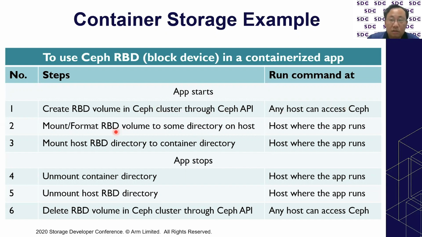Another step is that after it's created, it needs some method to mount the remote block device into a local device. Mount the remote volume into a local device, then mount the local directory into the pod, inside the container. So this is what steps 2 and 3 do. These steps must be run on the host where the actual application runs, where the actual container runs. So these are two different kinds of requirements.